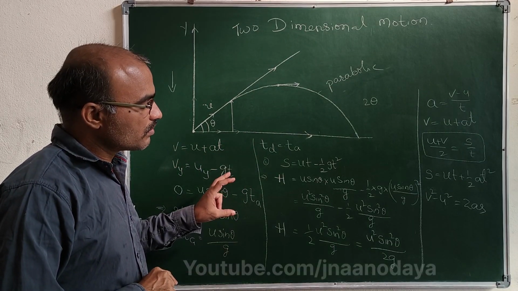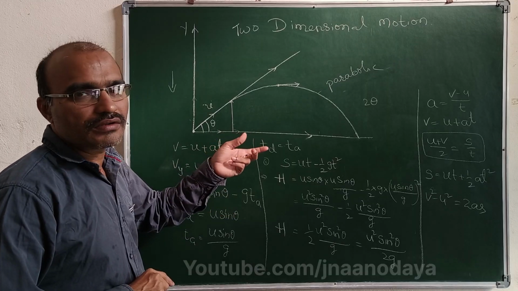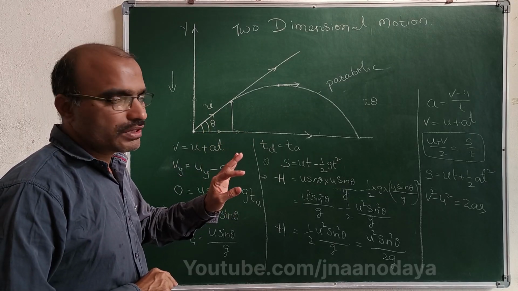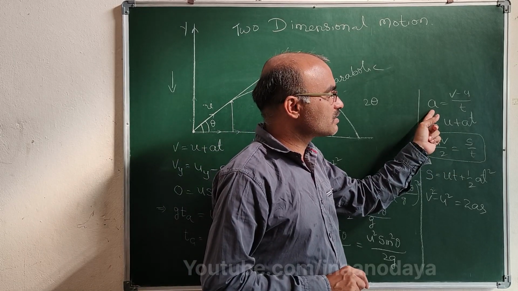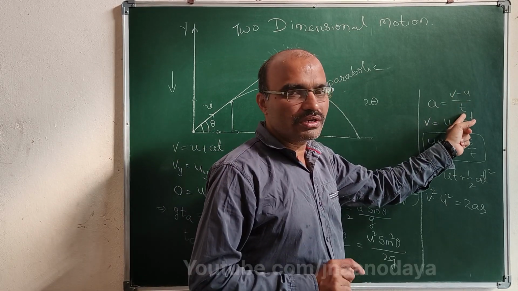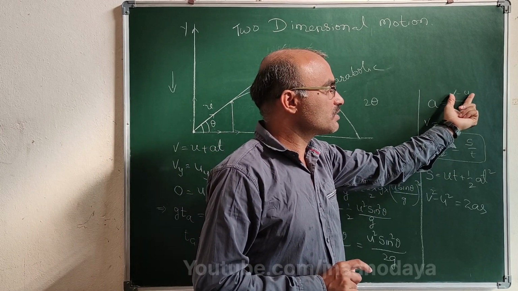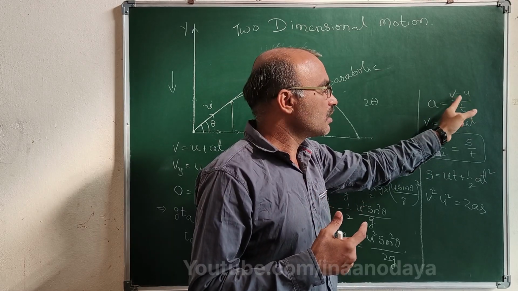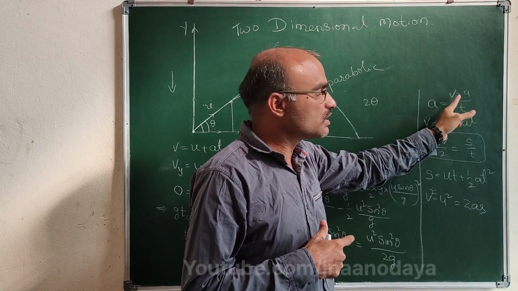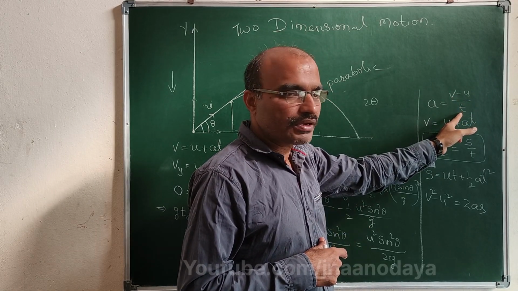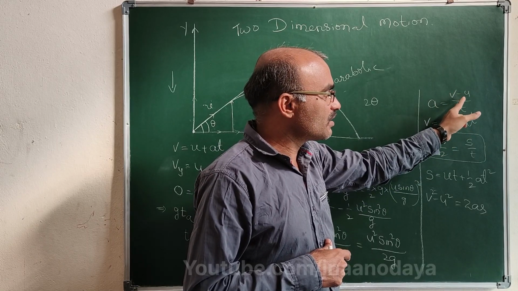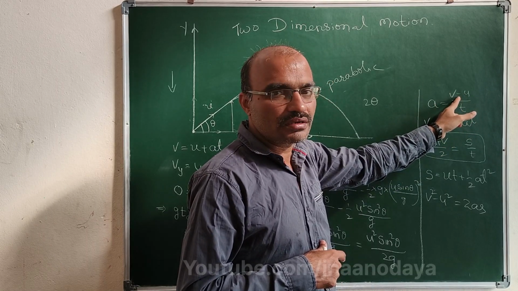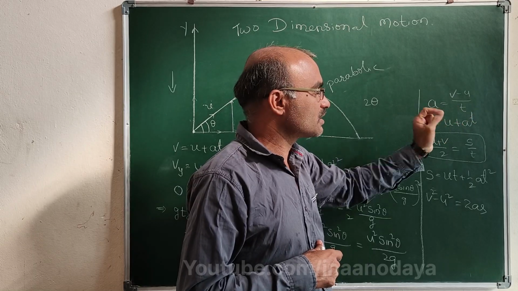Before this, you have learned one-dimensional motion. The basic formula in one-dimensional motion is acceleration is equal to (v minus u) by t. Here v minus u is actually the change in velocity, and (v minus u) by t will give you the change in velocity per unit time, right? Therefore, you define acceleration as the rate of change of velocity.